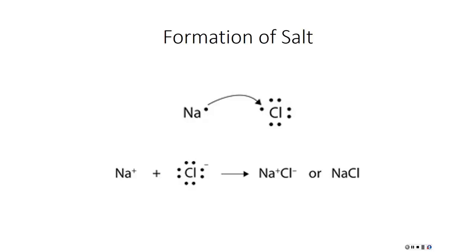Ionic reaction. And the reason they're called an ionic reaction is because they have ions. Sodium has given up its electron, so it gains a charge, and that makes it an ion. Chlorine has gained an electron, giving it a charge, and that makes it an ion as well.